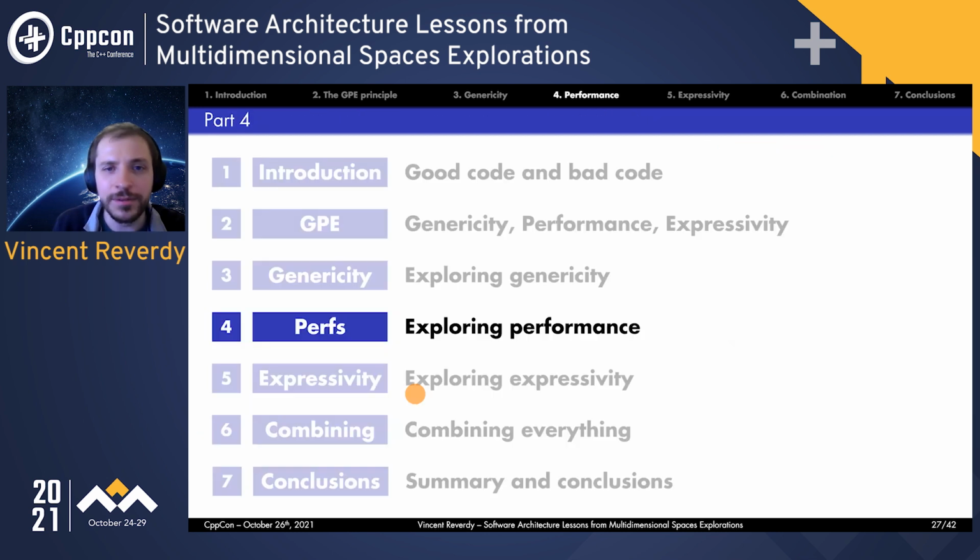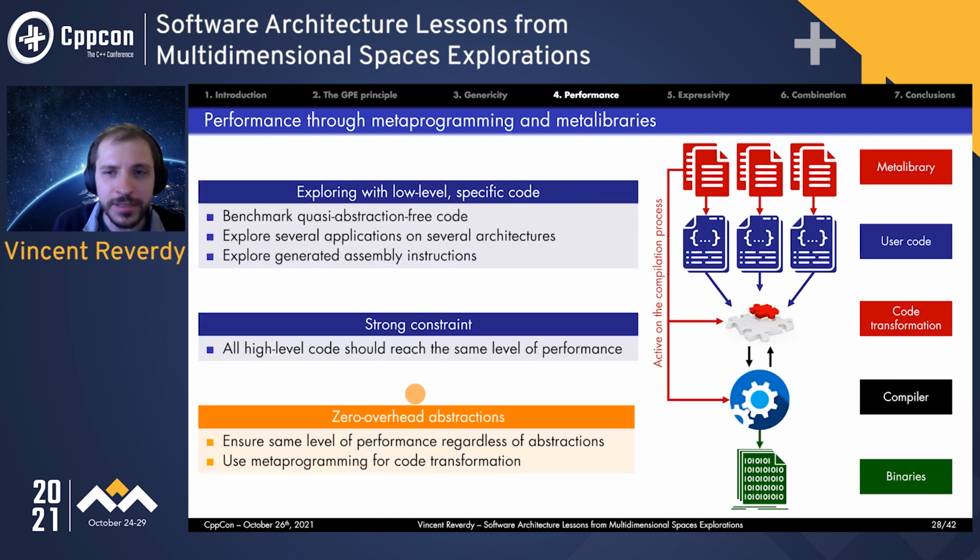Now that we have seen genericity, what about performance? When we deal with C++, what we want is to reach zero overhead abstraction. All the abstractions people come up with shouldn't bring any overhead. To be sure that no overhead is introduced, the strategy is to first benchmark code that is very, very close to the hardware and almost pure C code, and benchmark it on several architectures to be sure that nothing is missed.